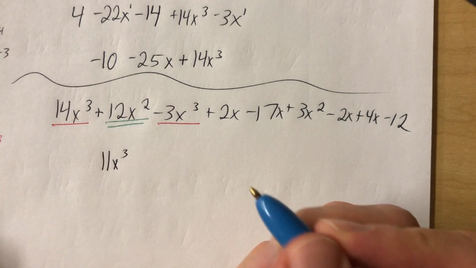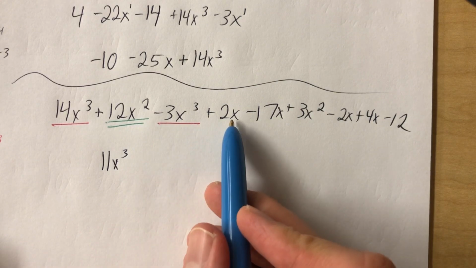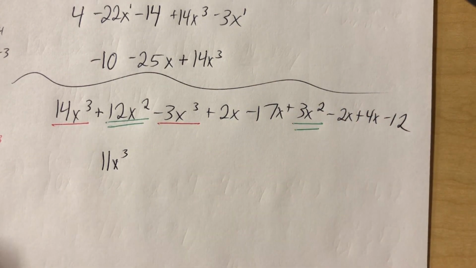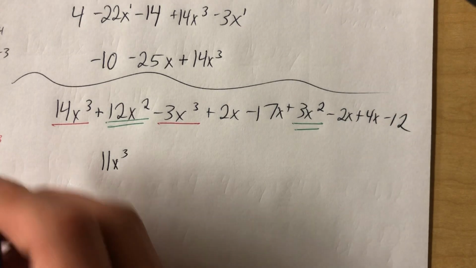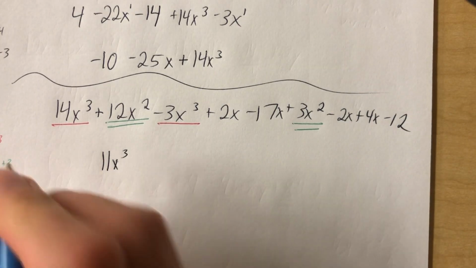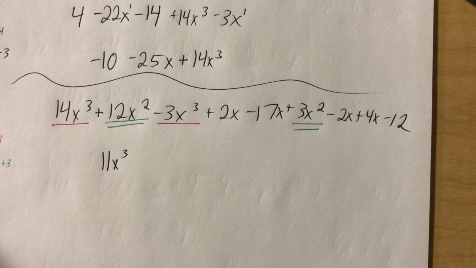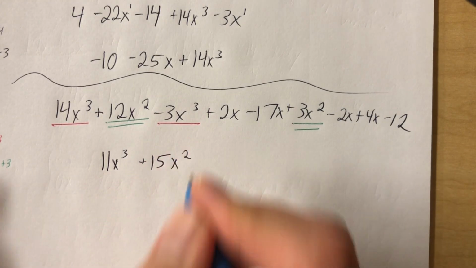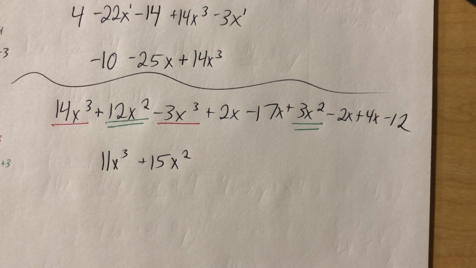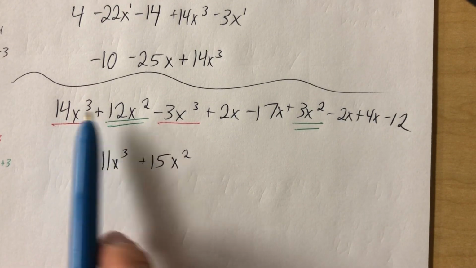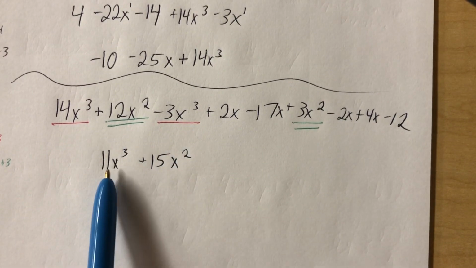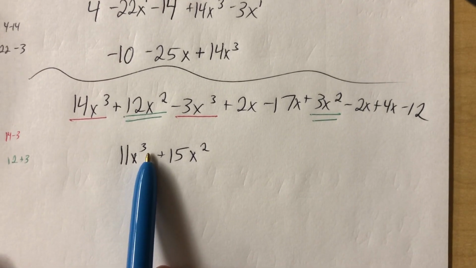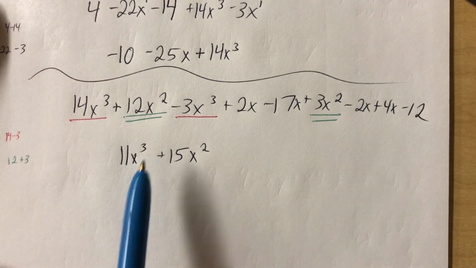12x squared. I'm looking for more x squared. No, yes, no. All right, so what I really have is 12 plus 3. I know what that is. And no one is surprised we have 15x squared. I do want to point out the fact here that when I do 14x cubed minus 3x cubed, I still have 11x cubed. Don't change that exponent. That's not going to change. So it stays x cubed.